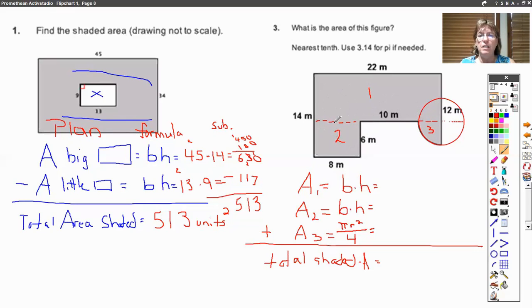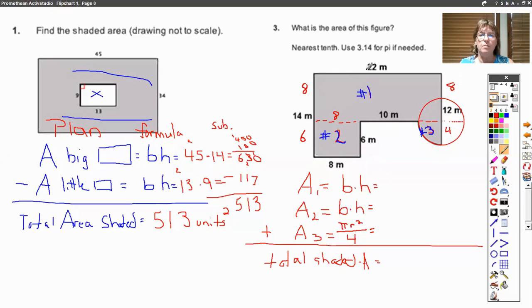And I know that this is 8 here, so this is 8. I know that this is 6, okay? And if this is 6 and the whole thing is 14, then I know that this measure right here is 8, because 8 plus 6 is 14. So I know that this is also 8. And if the whole measure is 12, then this piece right here is 4.